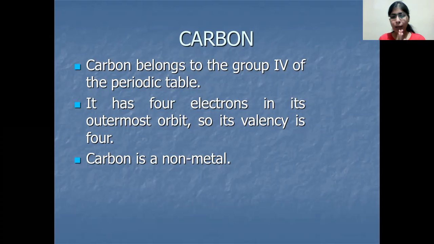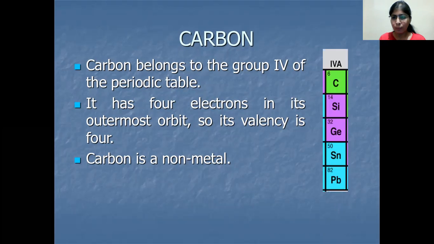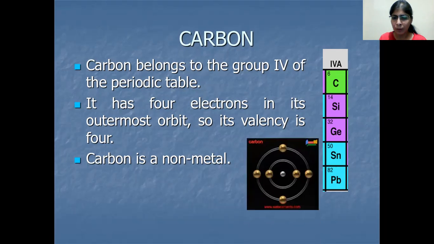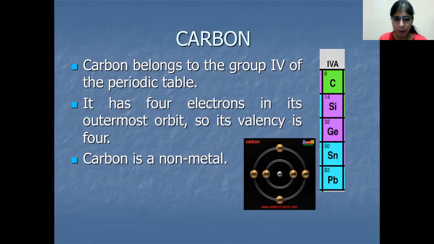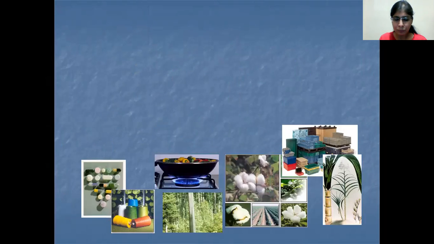We should remember carbon is a non-metal. Like this, it is present in the periodic table: carbon, silicon, germanium. So it lies in the 4A group. And the outermost shell has 4 electrons. So 4 dots, 4 balls means 4 electrons are there in the carbon atom.